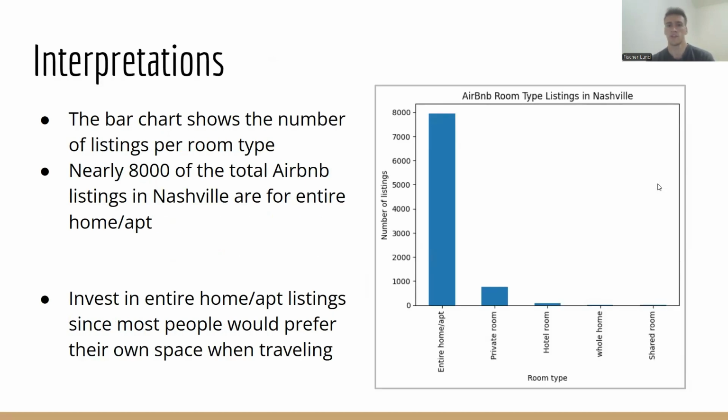Some further interpretation for you. This bar chart on the right shows the Airbnb room type listings in the Nashville area. We can see that roughly 8,000 of the listings are for an entire home or apartment. And this makes sense because people that are going on vacation or traveling, they don't want to share their turf. They don't want to share their space with a host.